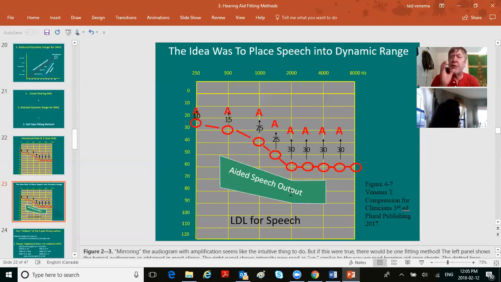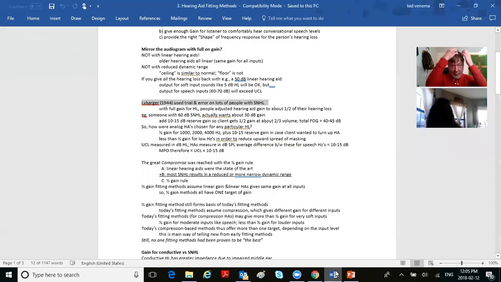And the half gain rule is like a spinal cord. It underlies like a river. It underlies all hearing aid fitting methods today, completely, utterly, and totally. So now let's go to our writing here. What we have, Liebarger. Let's just read what we've got here. With full gain for hearing loss, people always reduced the volume. And what do I mean by that?